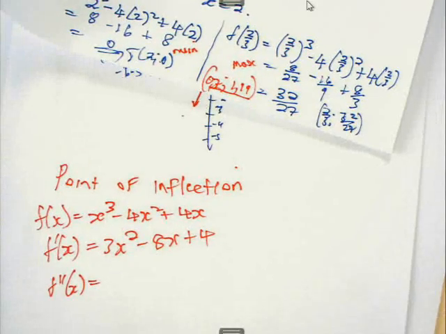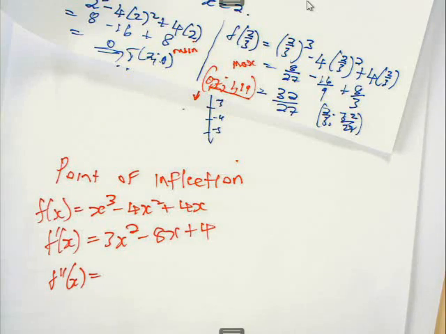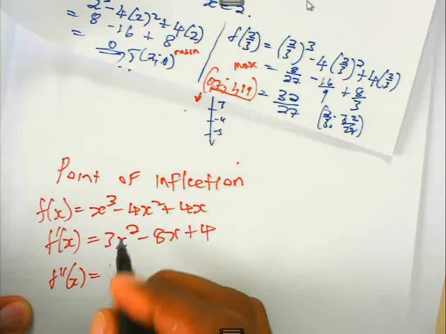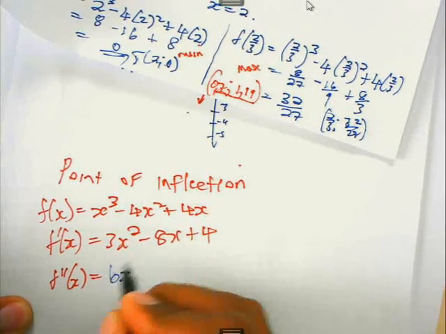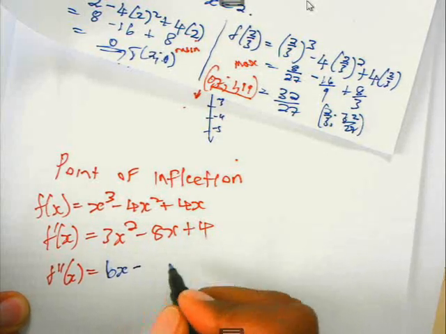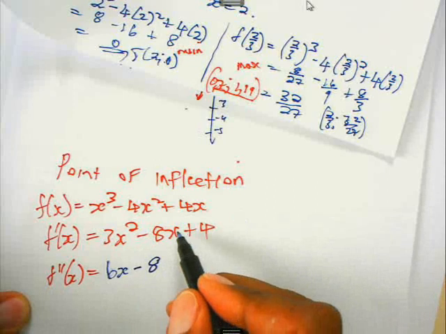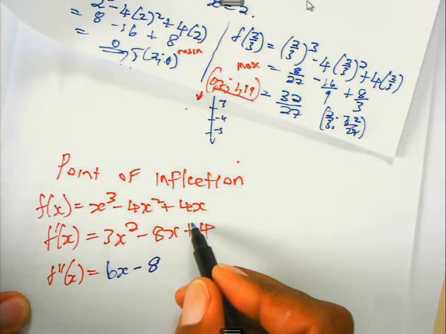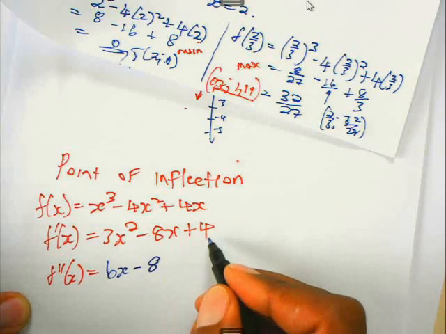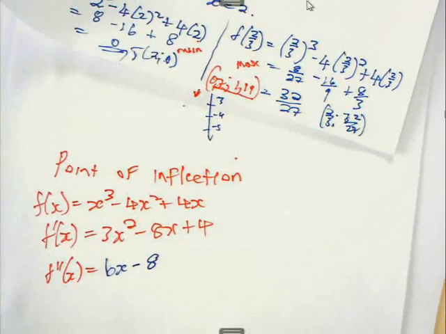What is the second derivative if we have f prime of x equals 3x squared minus 8x plus 4? You remember how to find the derivative? 2 times 3, that will be 6x. And then minus 8, because that is 1 times negative 8, a negative x to the power of 0, and x to the power of 0 is 1. Now, what is the derivative of 4? The derivative of 4 will be 0.